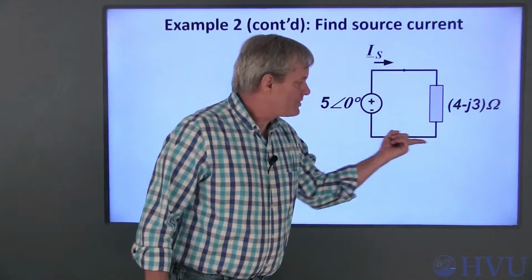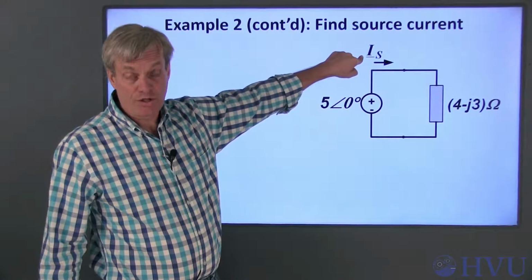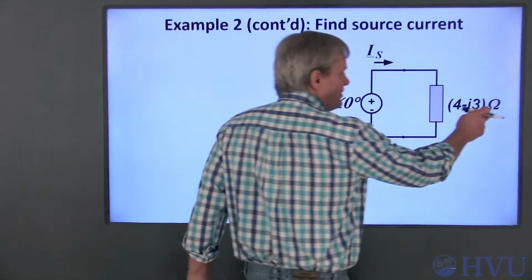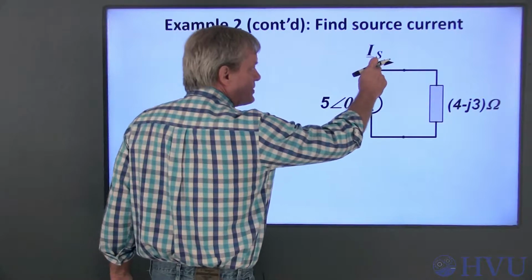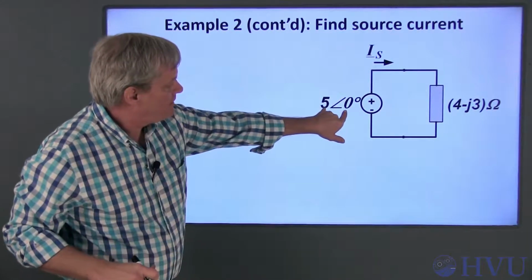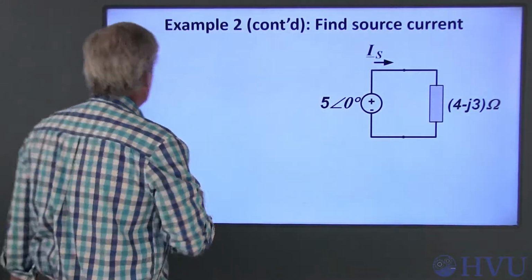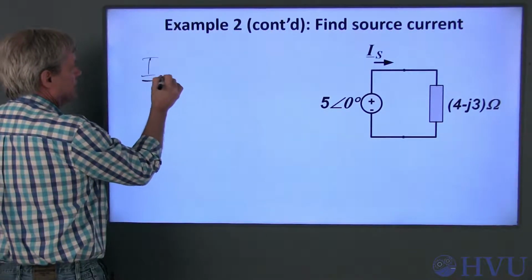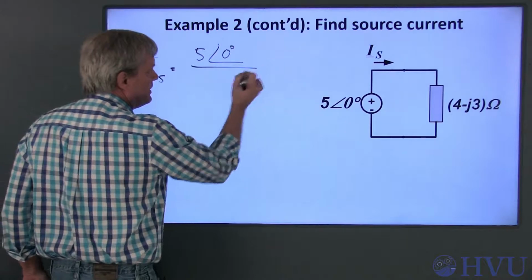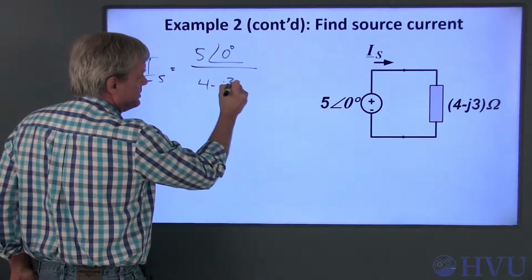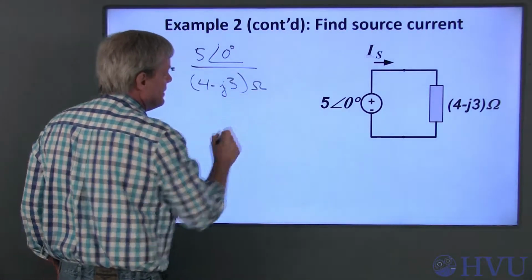This is my equivalent circuit that I can use to find the source current I sub S. The equivalent impedance was 4 minus j3 ohms. So this current, according to Ohm's law, is going to be this voltage divided by this impedance. So I_S is 5 at an angle of 0 degrees over 4 minus j3 ohms.